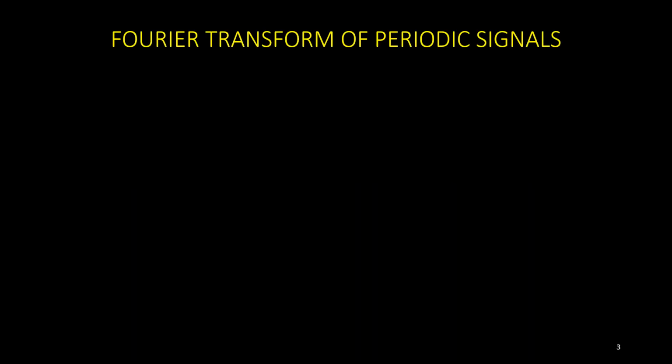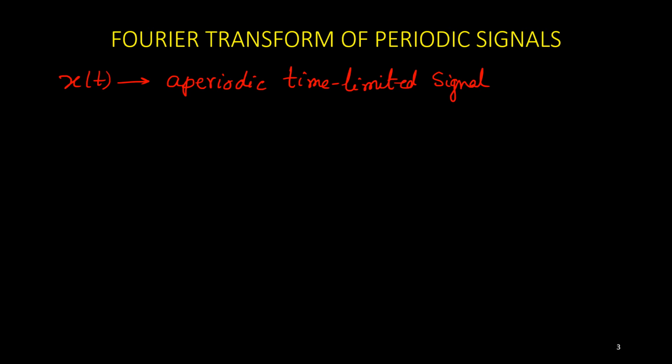And you see, in the previous lectures, we have discussed the Fourier transform of aperiodic time limited signals. So first, we will have a quick recap of that concept. Consider x(t) as an aperiodic time limited signal with time width capital T, suppose.